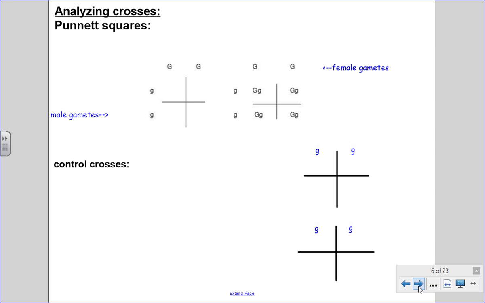But we're going to talk about making a Punnett Square. Have any of you done this before? A few of you have. So a Punnett Square is our method of analyzing a cross. When we take two organisms and cross them, a Punnett Square is a good visual representation.